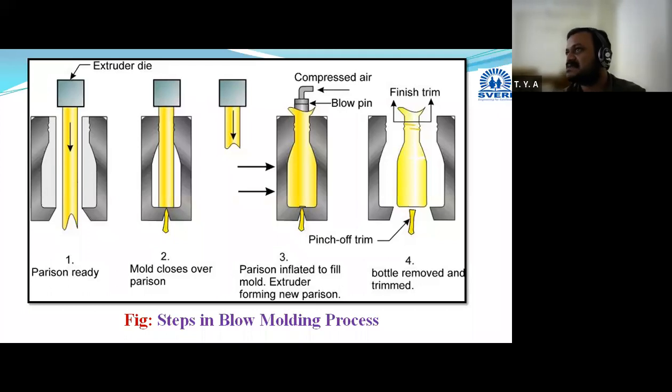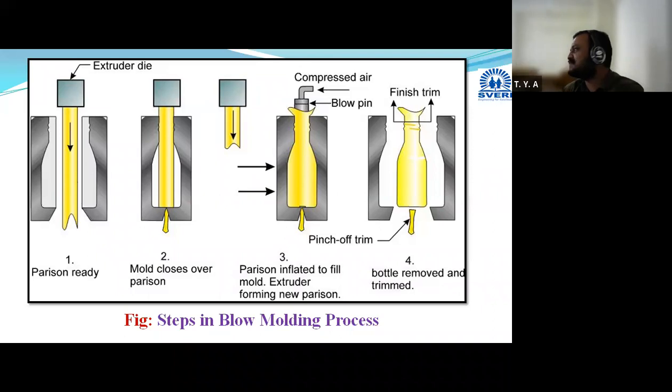Then in the next stage, what we are doing, just you have to close that mold. First, parison is prepared, placed in that mold parts, and that mold is now closed. This is the second step. We have closed the mold. Then in the third step, we are going to do the blowing operation.